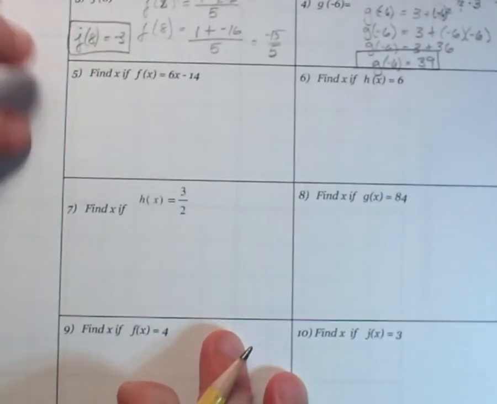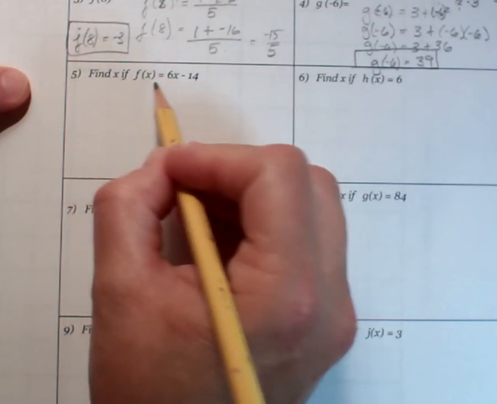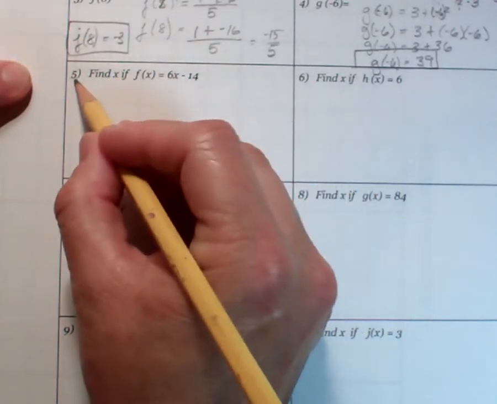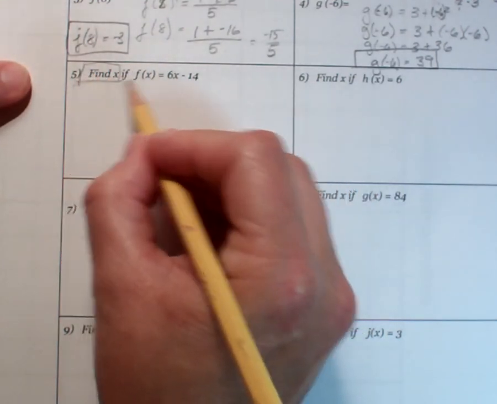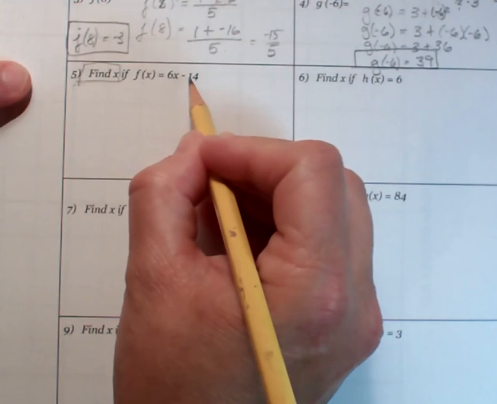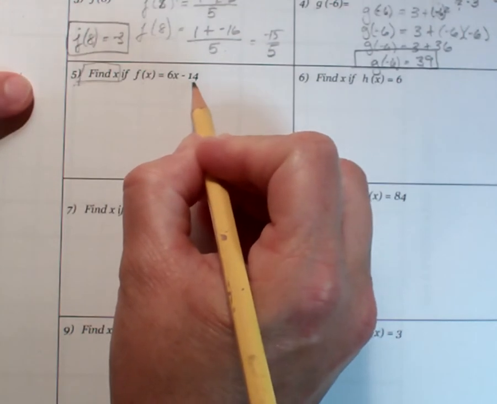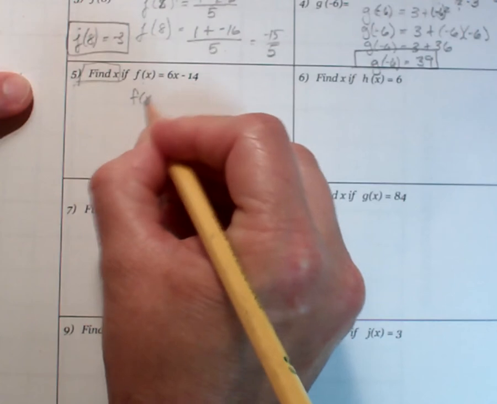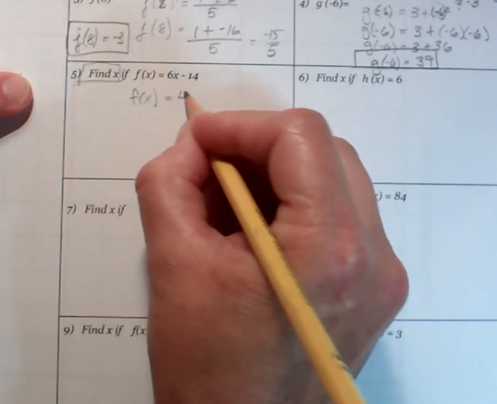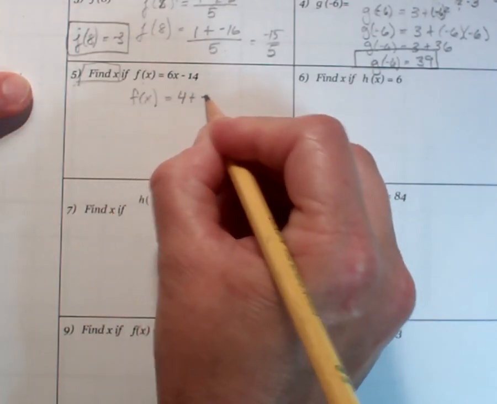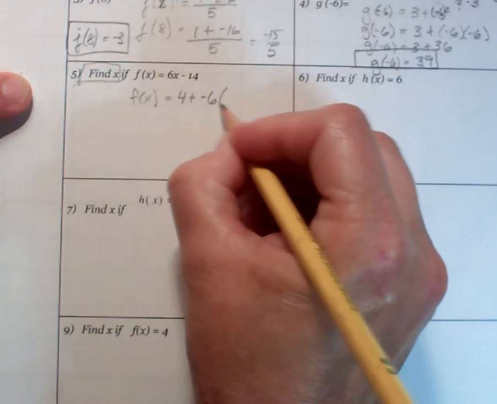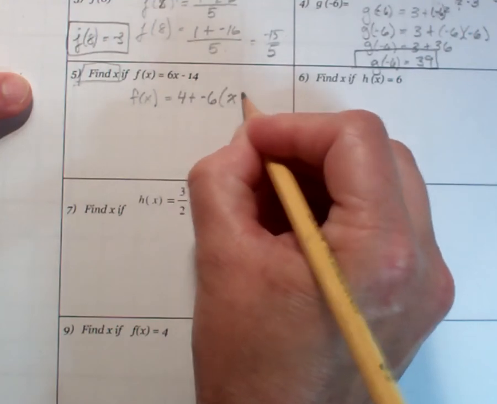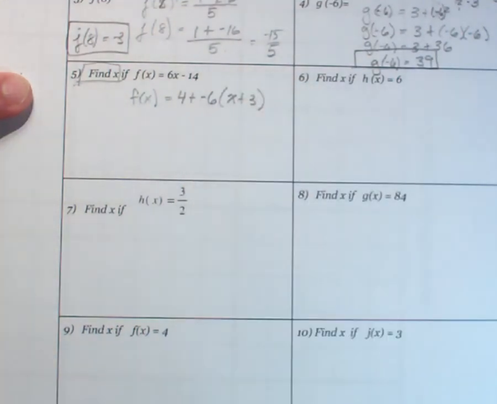All right, let's look at number 5. Find x if f of x is 6x minus 14. All right, so I'm going to start by getting f of x because that's what they told me to use. So I'm going to change minus 6 to plus a negative 6 times the quantity x plus 3. Everybody with me?